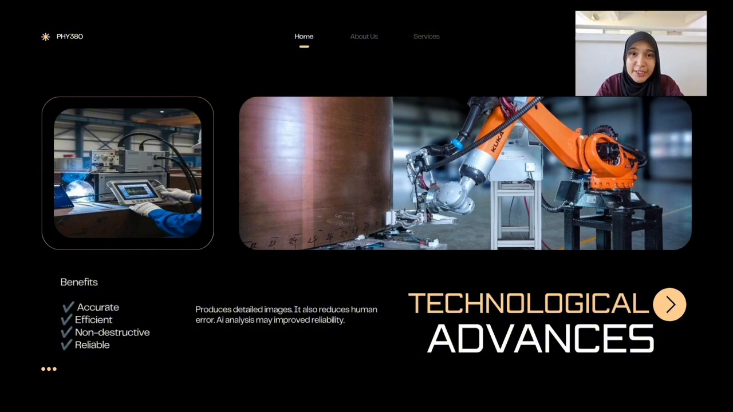Ultrasonic testing has improved greatly with new technology. One important advancement is phased array ultrasonic testing, or PAUT. It uses multiple sound wave sources to create clearer and more detailed images, making defects easier to detect. Another advancement is the use of robotic inspection systems, which can perform inspection more efficiently and reduce human error. Today, AI technology can also help analyze inspection data faster and improve reliability. These advancements make ultrasonic testing more accurate, efficient, and reliable.